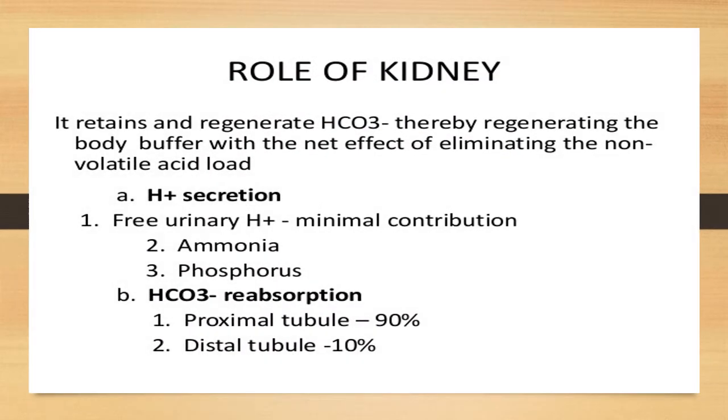And the role of the kidney: it retains and regenerates bicarbonate, thereby regenerating the body buffer, with the net effect of eliminating the non-volatile acid load. In hydrogen secretion, free urinary hydrogen makes a minimal contribution, as do ammonia and phosphate. Bicarbonate reabsorption is 90% in the proximal tubule and 10% in the distal tubule.